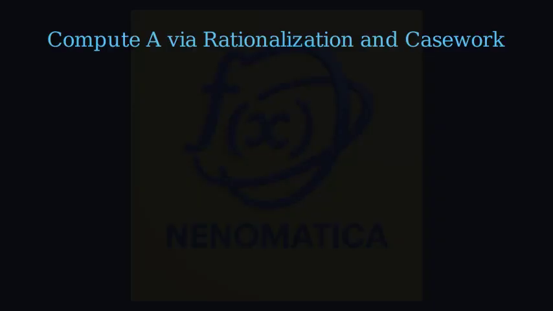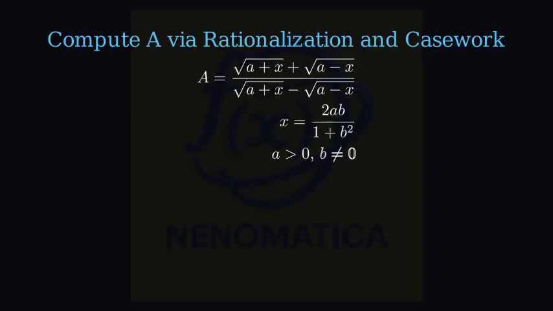Here is the problem. We have a equals the square root of a plus x plus the square root of a minus x, divided by the square root of a plus x minus the square root of a minus x. Also, x equals 2ab over 1 plus b squared. We assume a is greater than 0, and b is not 0. Our goal is to simplify completely.